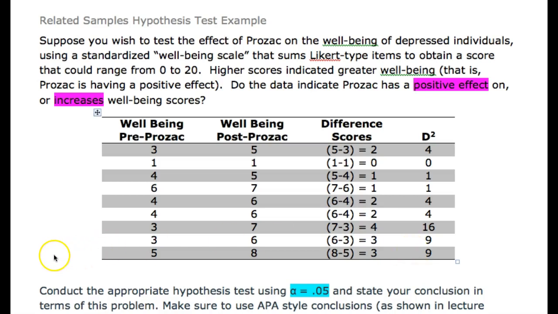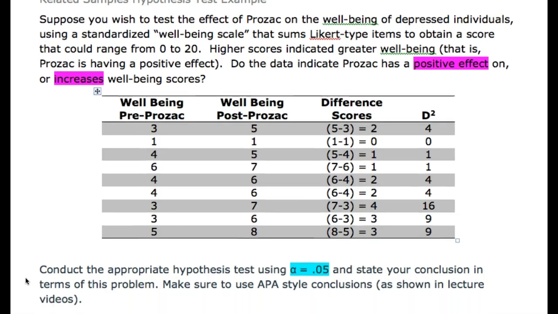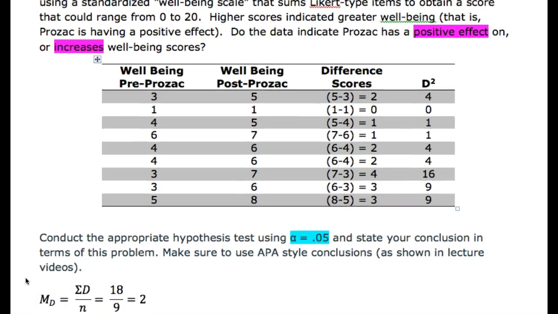All right? So we're going to conduct the appropriate hypothesis test using alpha equal to 0.05 and show our conclusions in terms of this problem. We're going to use APA style conclusions just like I've shown in these videos. All right? So here we go.